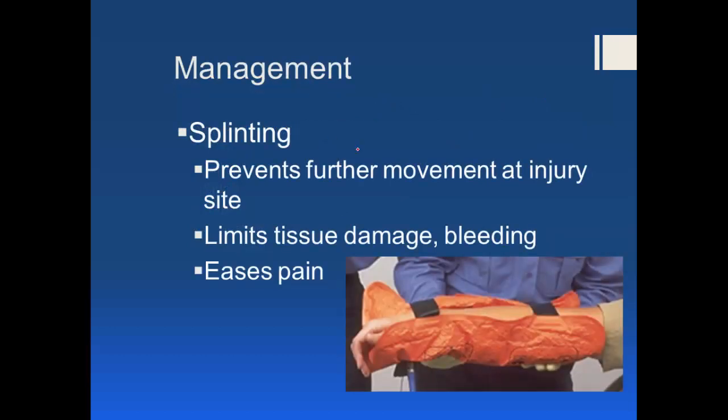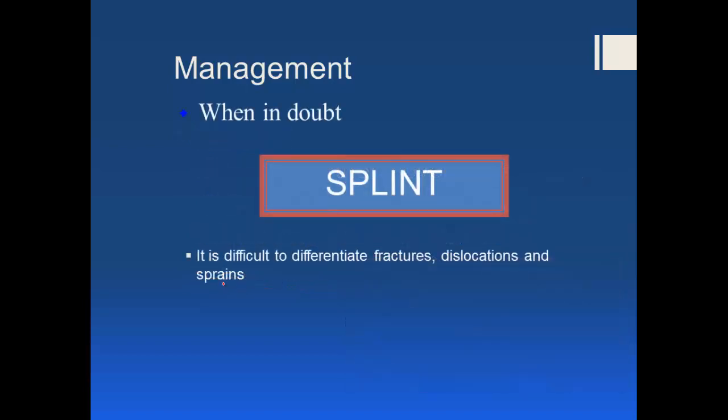So splinting. Splinting is a great thing for us. Splinting prevents further movement at the site of injury. It limits tissue damage, bleeding, and, believe it or not, it really does help with pain when the patient is not constantly moving it. When you're in doubt, splint it. If the patient expresses concern that they have an injury to an arm or a leg or a joint, then just splint it. It's going to make the patient more comfortable. It's really difficult for us to differentiate between fractures, dislocations, and sprains. So just splint them.